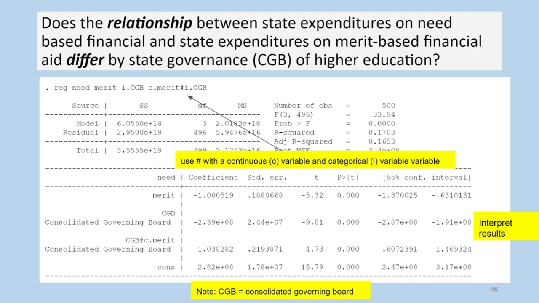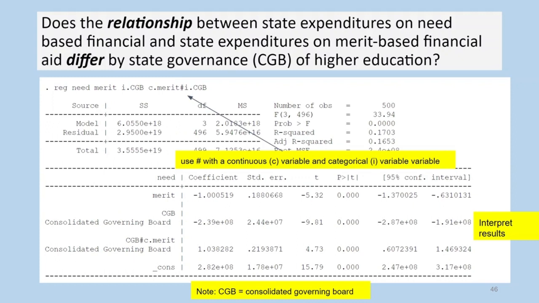So someone who's doing a project looking at enrollment and merit-based aid expenditures might want to know, well, does this relationship differ by state governance? Okay? Controlling for other things. We're not doing that here, but you could control for other things. So this is how you would set it up.